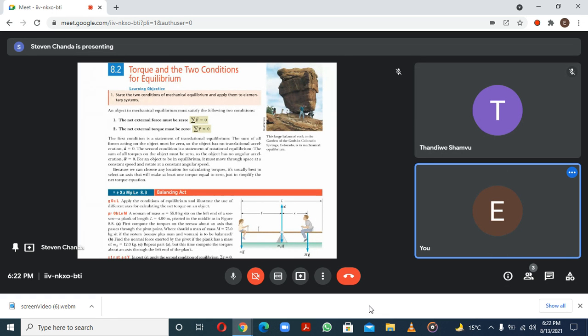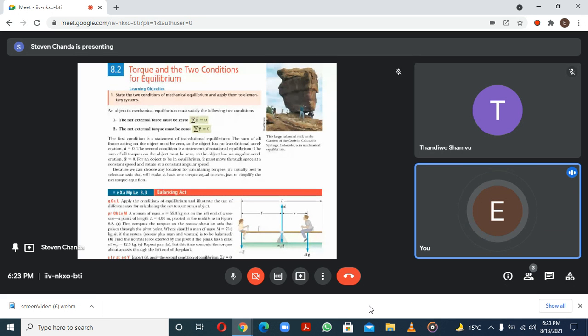That makes sense, right? Now, because we are looking at torque, we can add something, because we now know that it's not only force that can be there, but torque can also have its own implications. So the first one about force is the statement of translational equilibrium. It's about something moving. But the second one, which says the net external torque must be zero, is about rotational equilibrium.